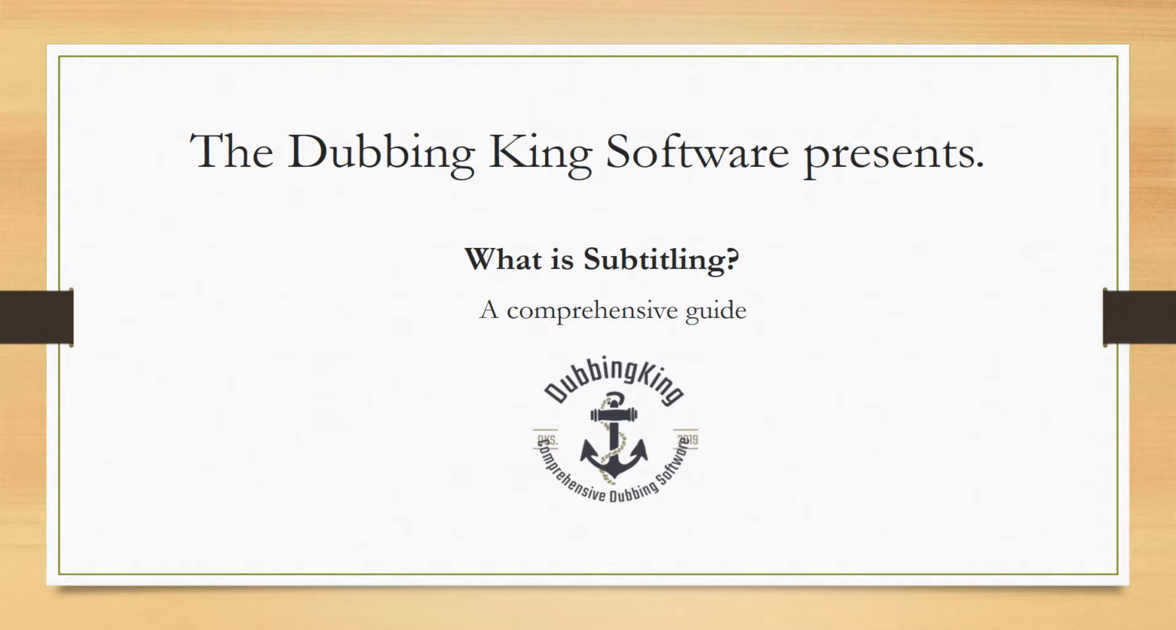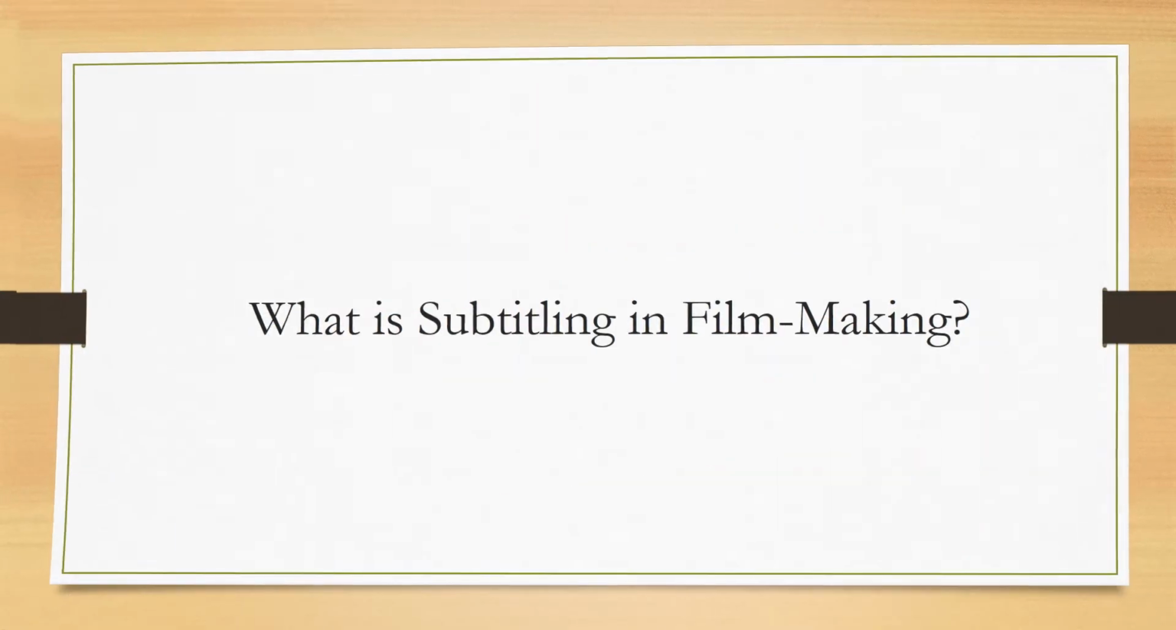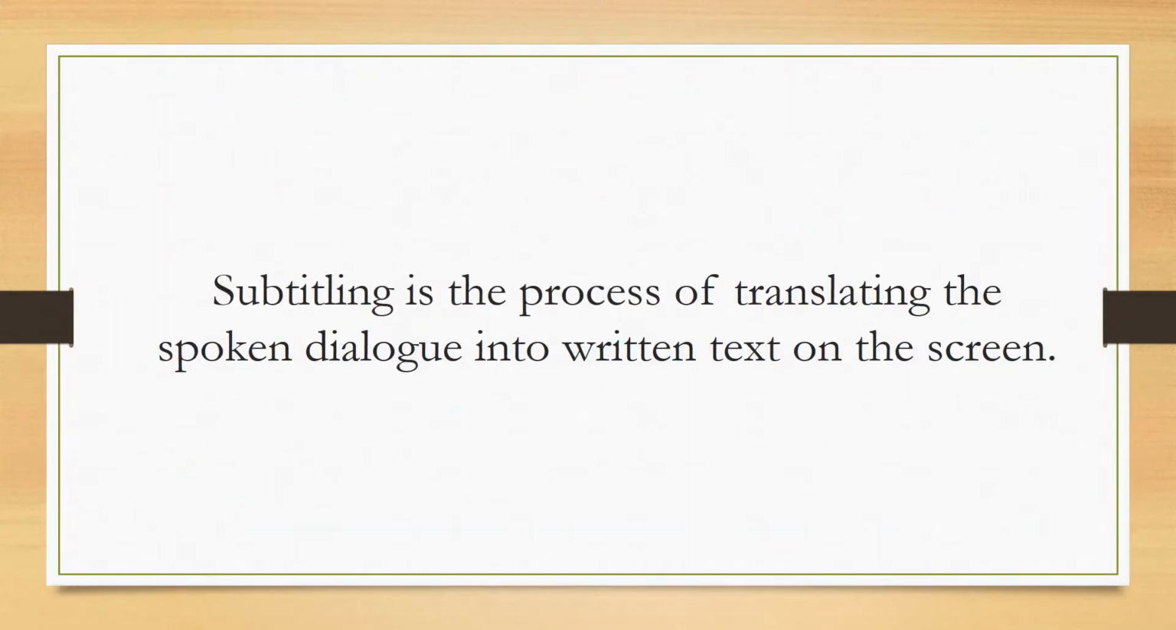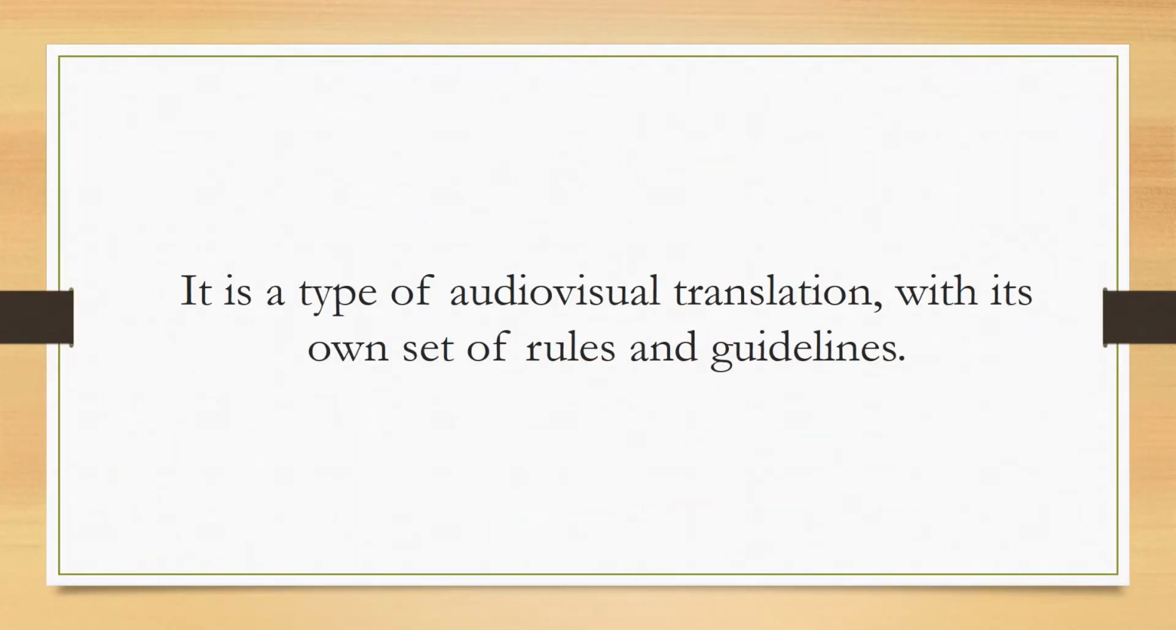A comprehensive guide. What is subtitling in filmmaking? Subtitling is the process of translating the spoken dialogue into written text on the screen. It is a type of audiovisual translation, with its own set of rules and guidelines.